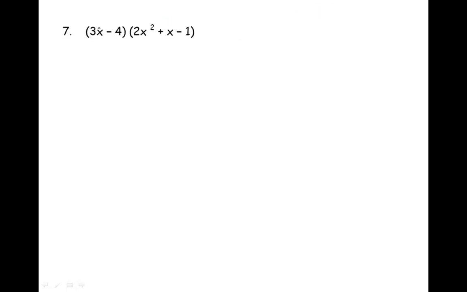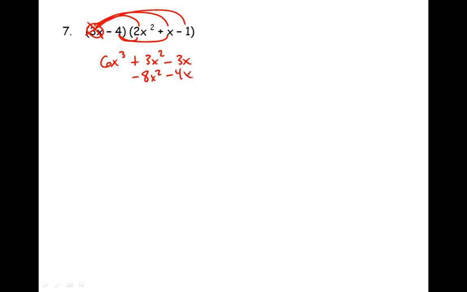Here we want to FOIL. I take the first term and I want to distribute it. Done with the first term, now distribute the second term through. And then I want to go ahead and combine like terms.